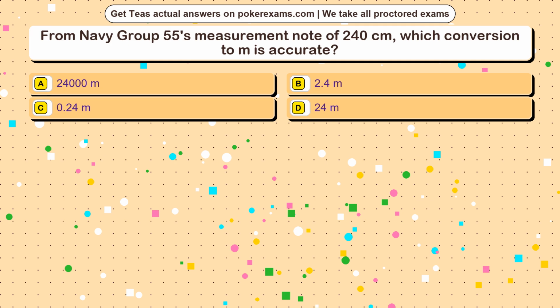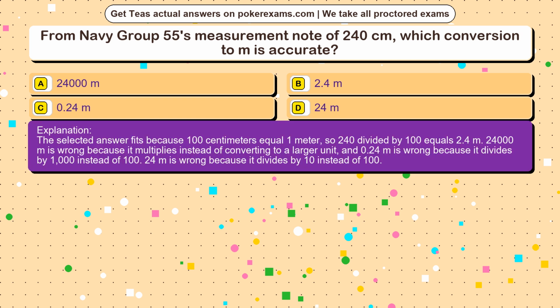The correct answer is option. The selected answer fits because 100 centimeters equal 1 meter, so 240 divided by 100 equals 2.4 m. 24,000 m is wrong because it multiplies instead of converting to a larger unit, and 0.24 m is wrong because it divides by 1000 instead of 100. 24 m is wrong because it divides by 10 instead of 100.